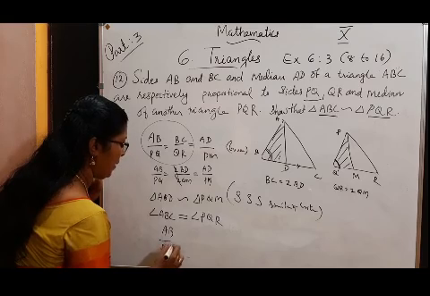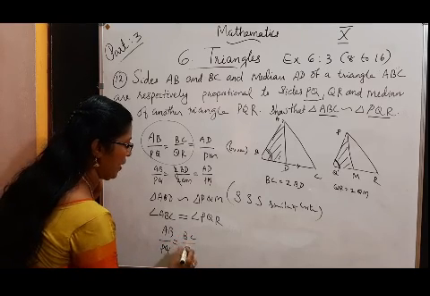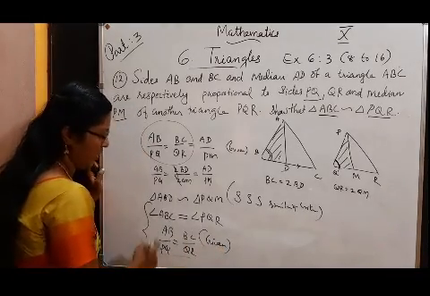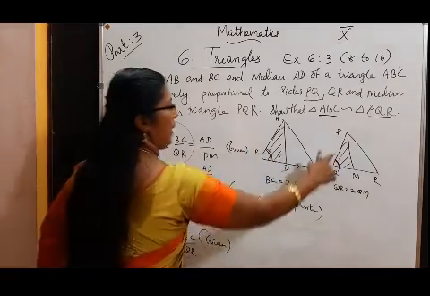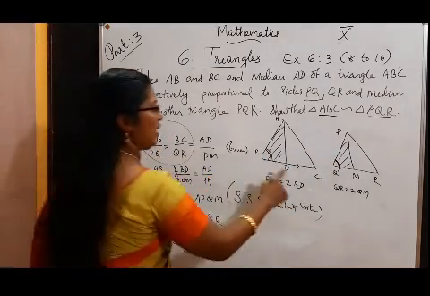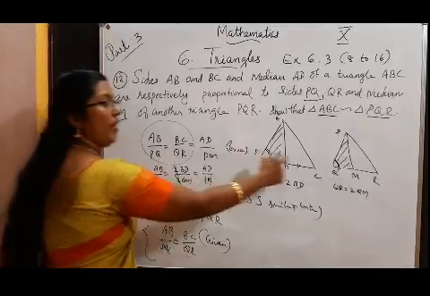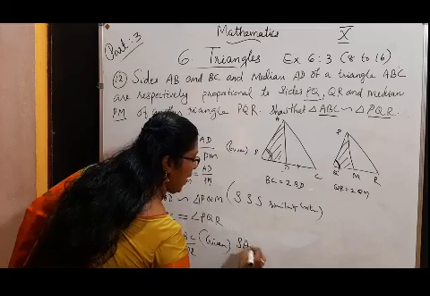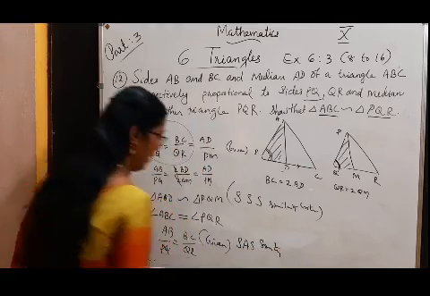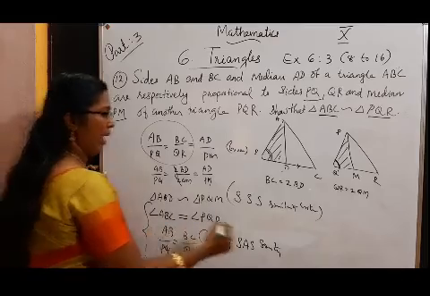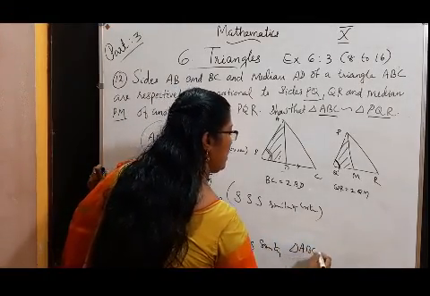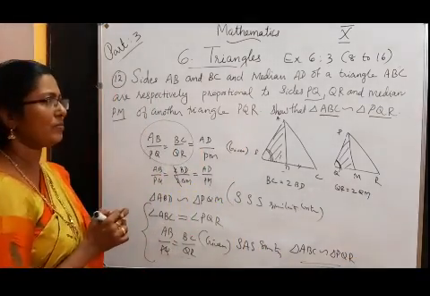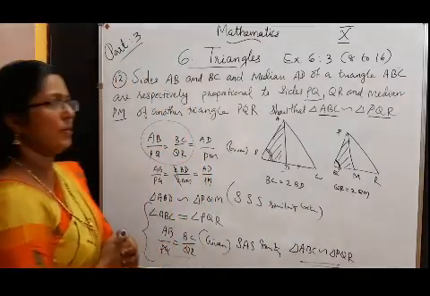Then what is given? AB by PQ equals BC by QR, given. By using AB by PQ and BC by QR, and including angle B and angle Q as equal, we can write by the SAS similarity criterion, triangle ABC is similar to triangle PQR. Okay, that is our ABC similar to PQR.